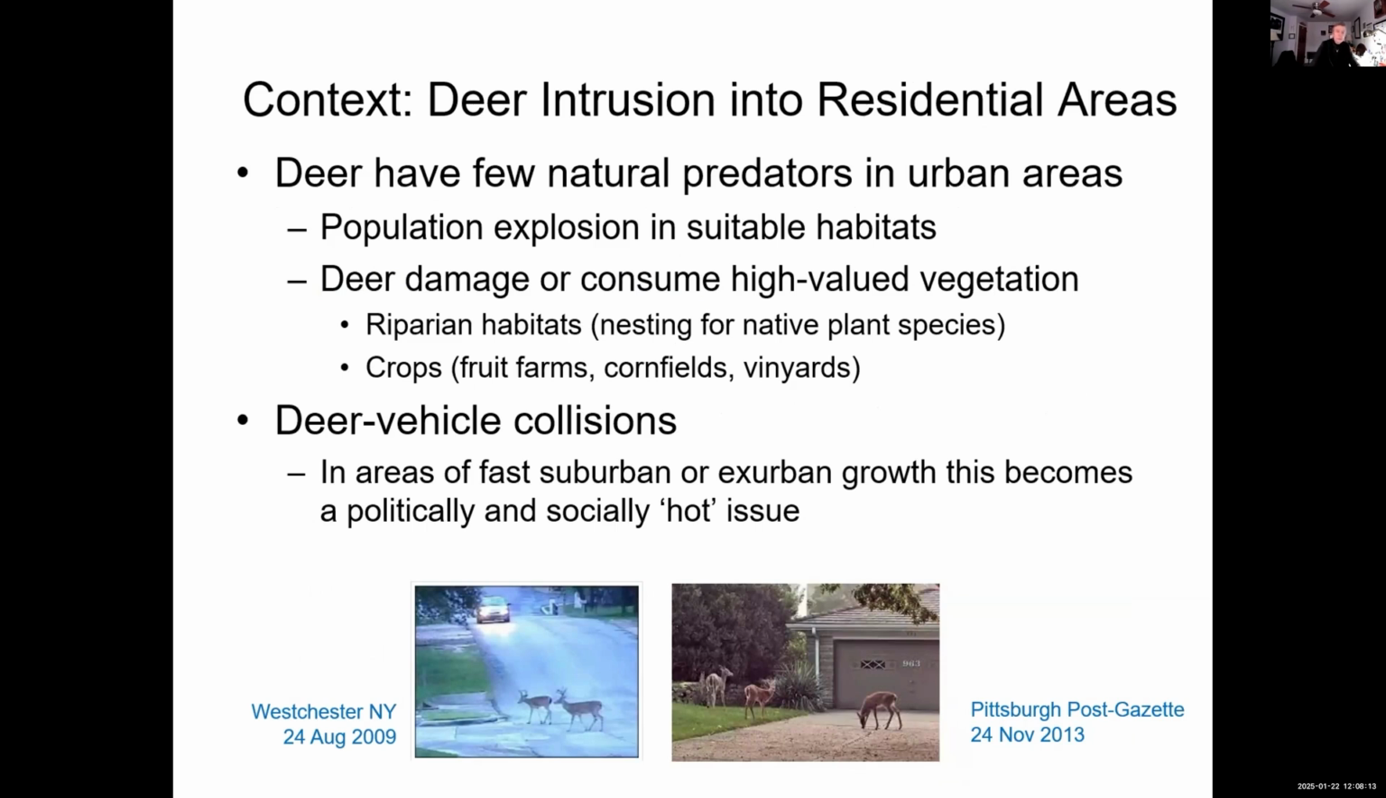Deer have very few natural predators. In a suitable habitat, there will be a population explosion, and deer tend to damage high-valued vegetation, particularly riparian habitats, nesting for native plant species, but also crops. And north of Buffalo, there are a lot of fruit farms, cornfields, and vineyards, actually. And then, of course, when you have a lot of deer, you're going to get deer vehicle collisions, especially in areas of fast suburban or exurban growth. And this becomes a real hot button issue, as it turns out.